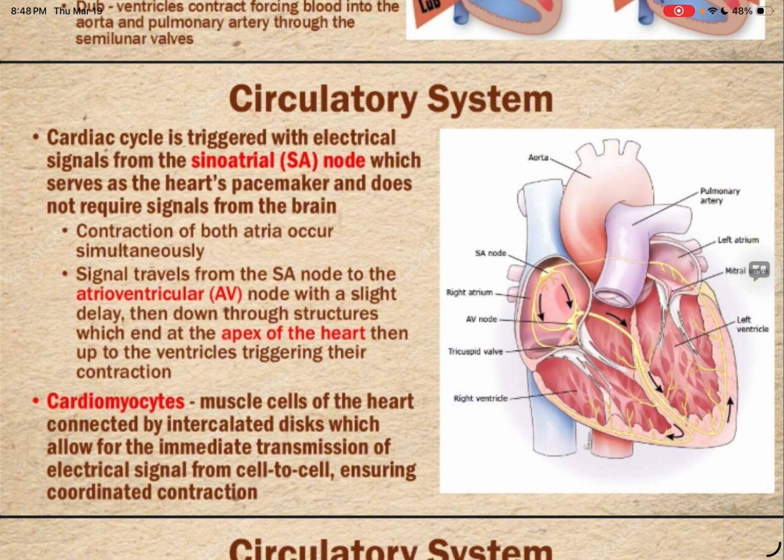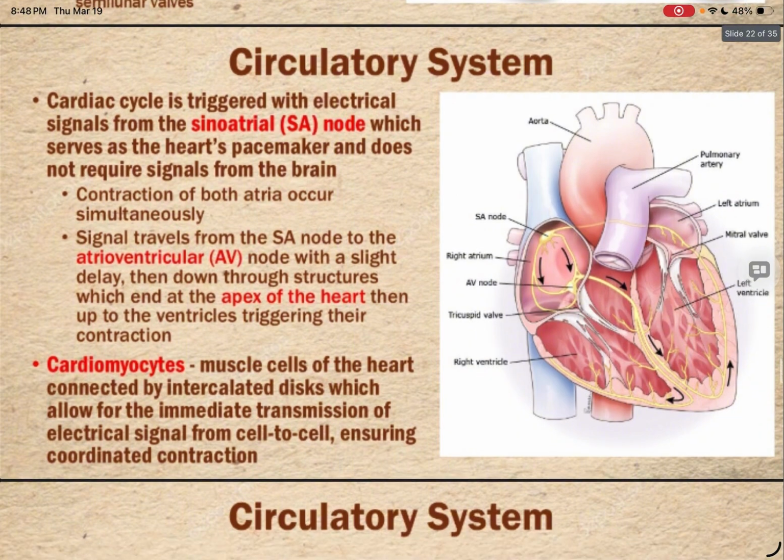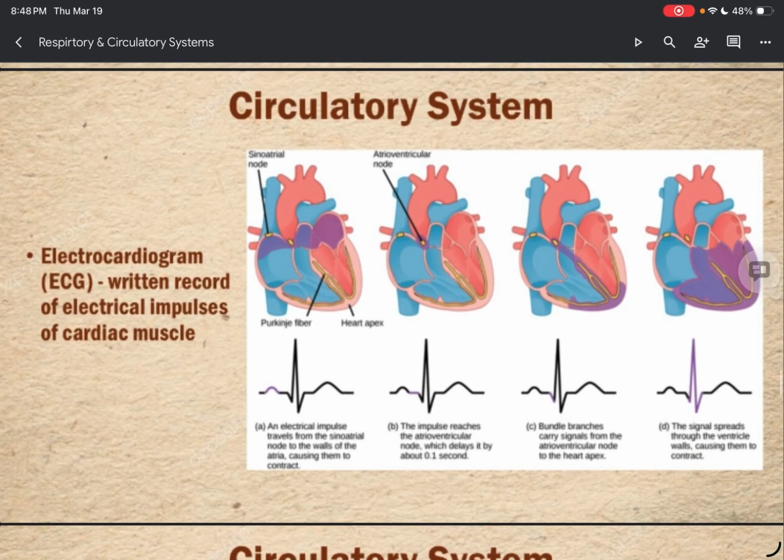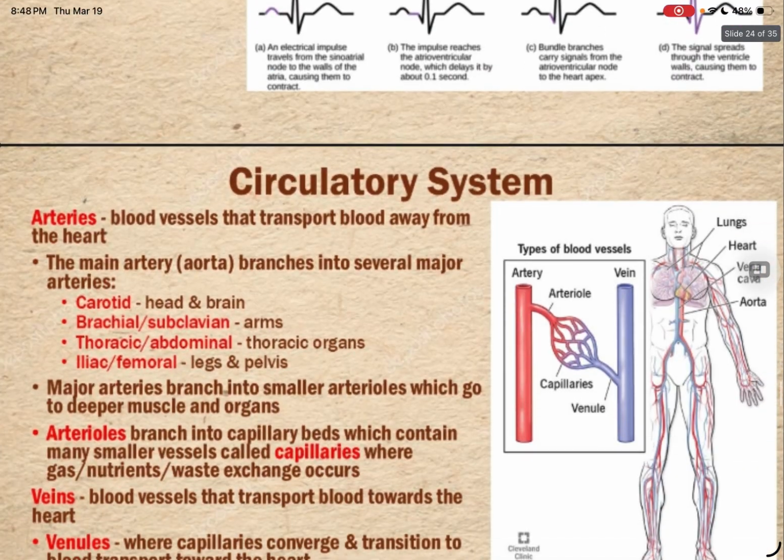Our cardiomyocytes are the muscle cells of the heart connected by the intercalated discs, which allow for the immediate transmission of the electrical signal from cell to cell, ensuring the coordinated contraction. Feel free to take a photo or take a look at the photo on the right. Our electrocardiogram, or an ECG, is just the written record of the electrical impulses of our cardiac muscles, but some might also call this your heartbeat.